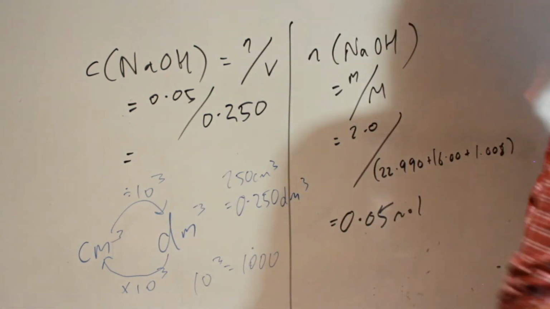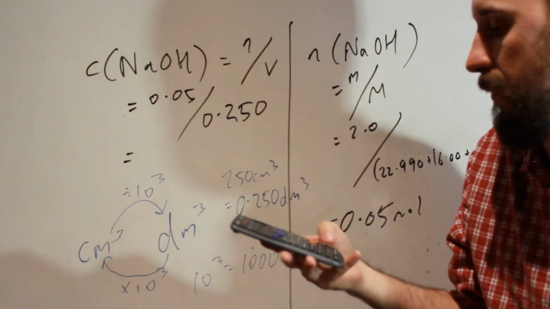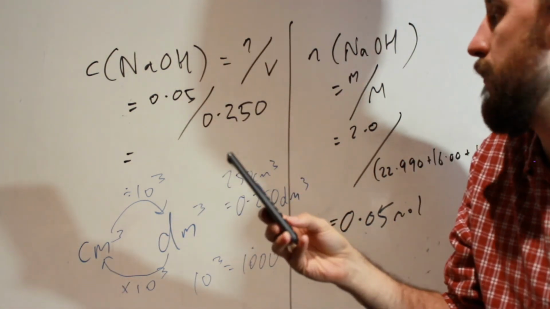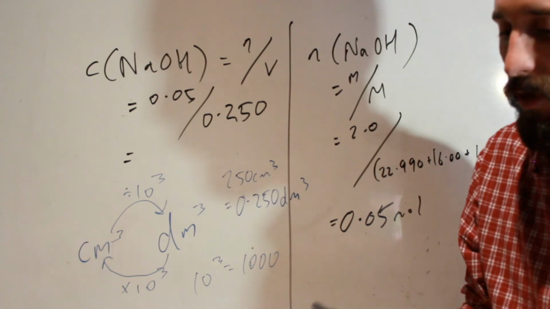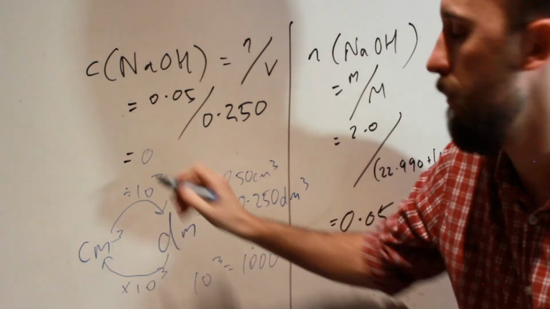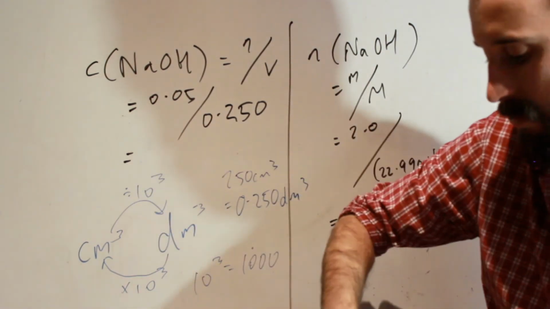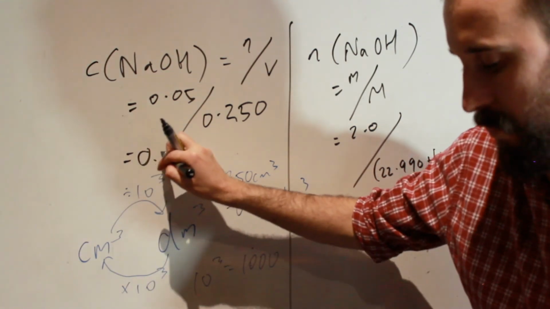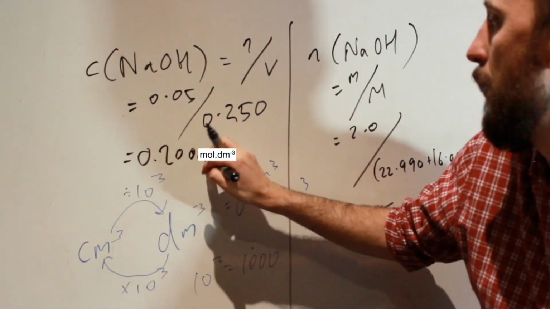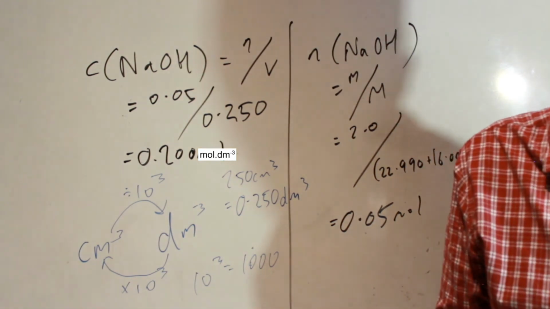Go to my calculator, I haven't rounded, it's still stored in here, and I just divide it by 0.250, and that will give us an answer of 0.200 mole. Let's look at our significant figures.